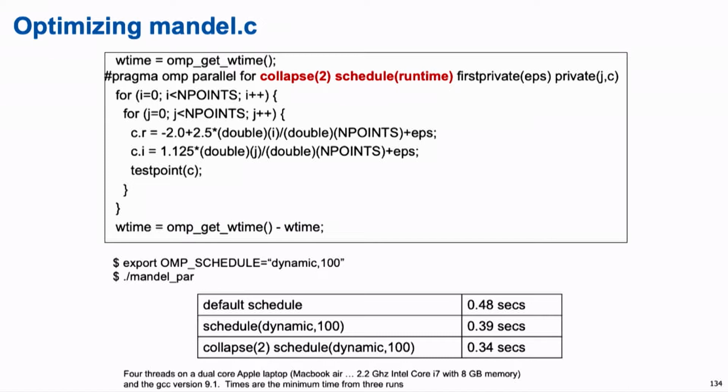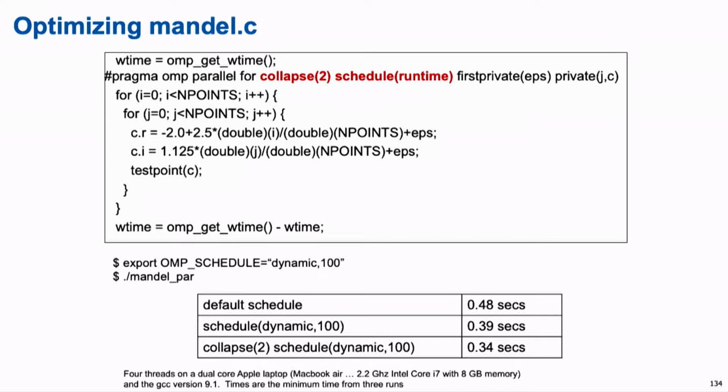And so you could see I went from the default, 0.48 seconds. I did the schedule dynamic 100 to 39 seconds, but if I did the collapse 2 and schedule dynamic 100, I got it down to 34 seconds.